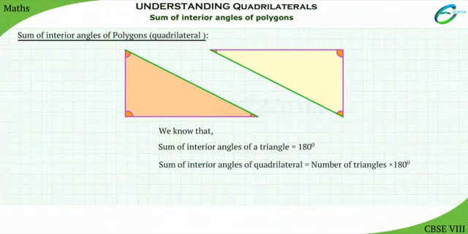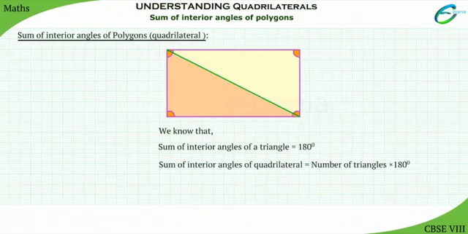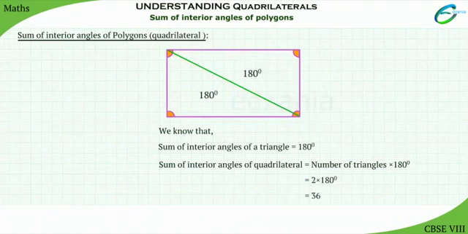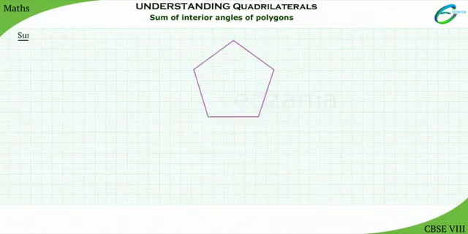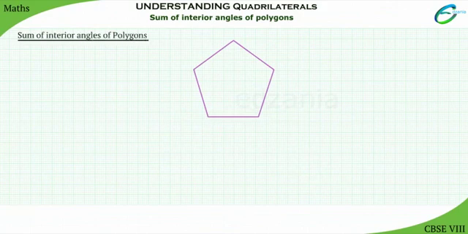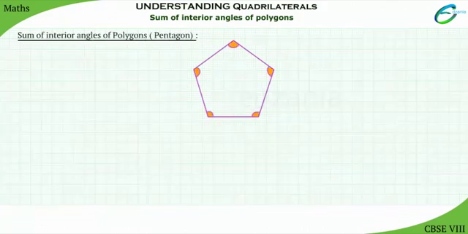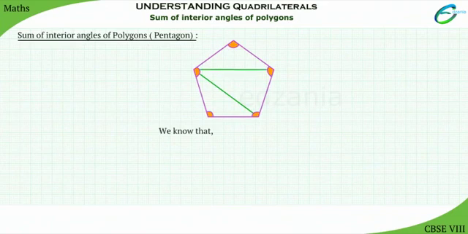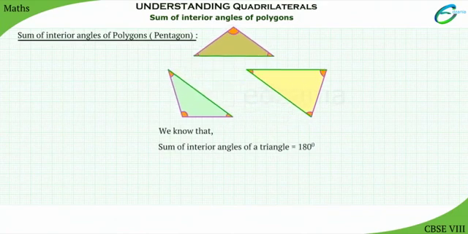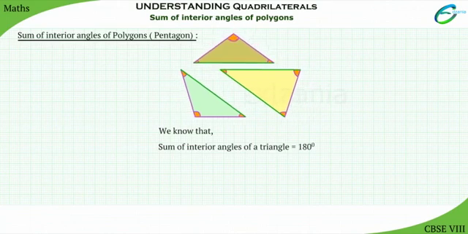2 times the sum of interior angles of a triangle. So 2 times 180 degrees, that is equal to 360 degrees. What is the sum of interior angles of a pentagon? We need to know how many triangles are formed in a pentagon. So 5 minus 2 is equal to 3.